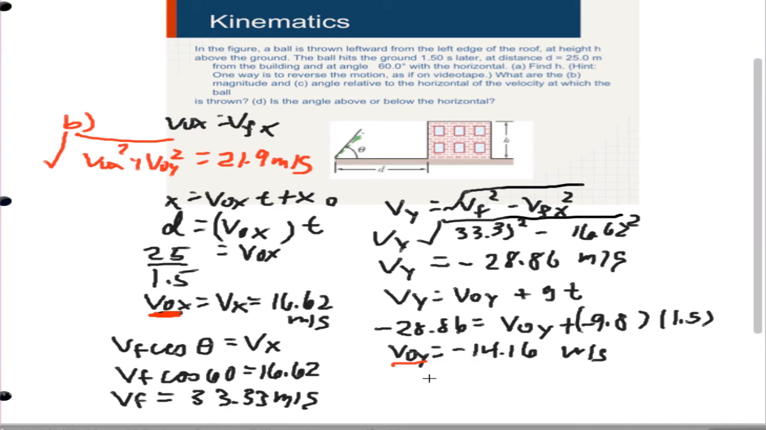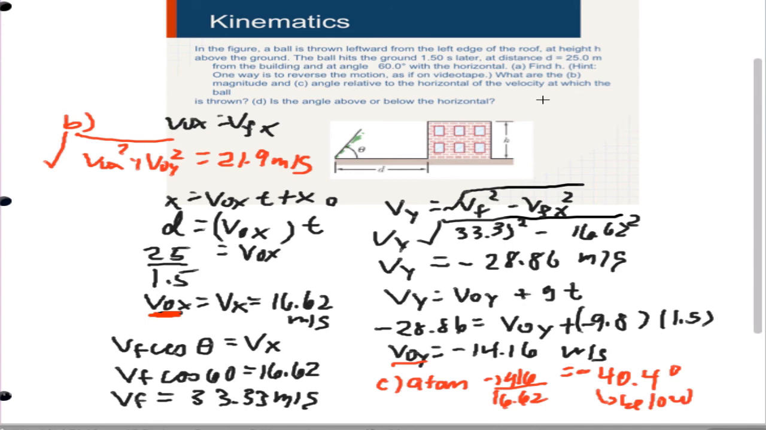The answer to C is going to be the inverse tangent of negative 14.16 divided by 16.62, and that's going to work out to be about 40.4 degrees. So what else am I missing? Part A, we want H. Well, we'll get that last. Part D, this is going to be a negative angle because it's a negative sign here, so that's going to be below.